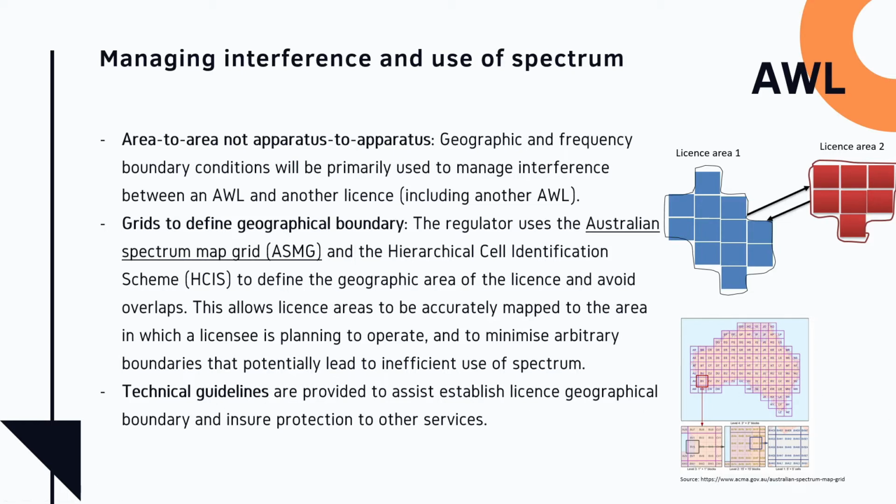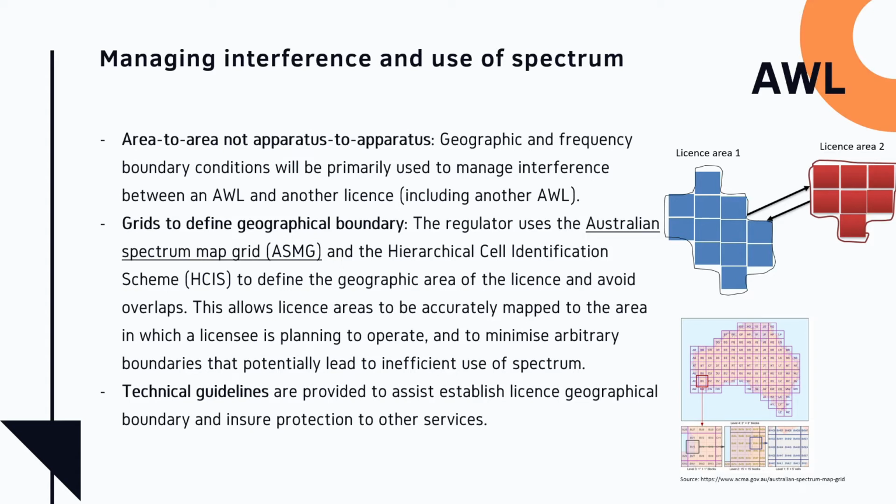HCIS, or Hierarchical Cell Identification Scheme, is used to define the geographical area of the license and avoid overlaps. This allows the license area to be accurately mapped to the area in which a licensee is planning to operate, and to minimize arbitrary boundaries that can potentially lead to inefficient use of spectrum. So, like small spillages and so on. Whatever spillages there are, everything is managed or captured in these cells, in these grids.